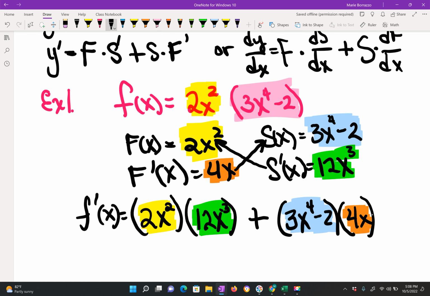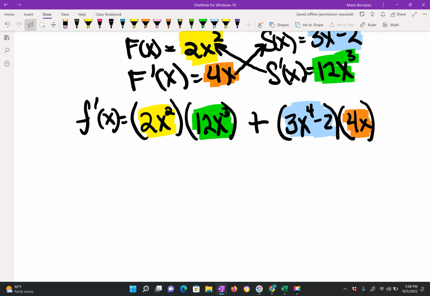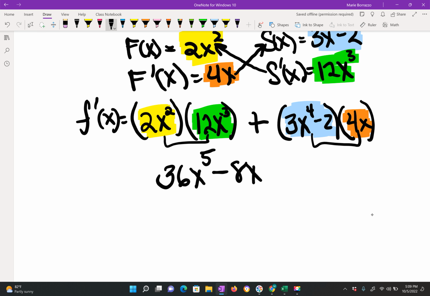If you can remember that, that is basically how we calculate the first derivative of a product function. Now there is a second method we can use, which is, once we distribute this and collect like terms, we end up with 36x to the fifth minus 8x. If you need to see the middle step, I'll do it. If you don't, I'll continue. You tell me. Do you need to see the middle step? All it is is this product and this product, and gather like terms.